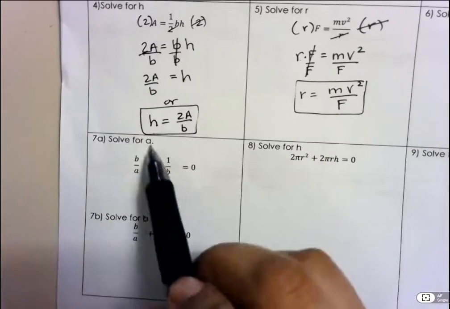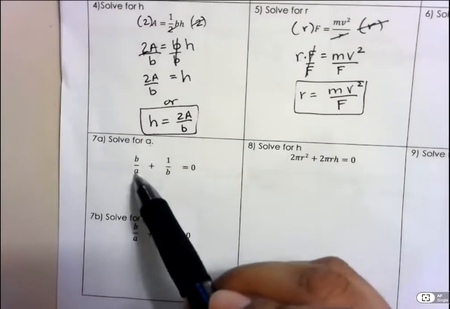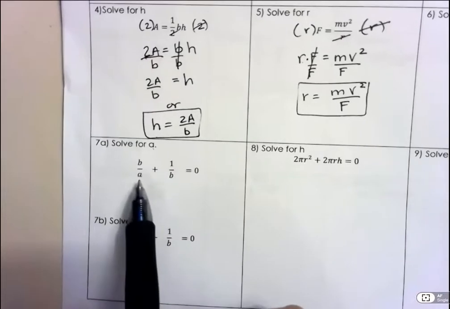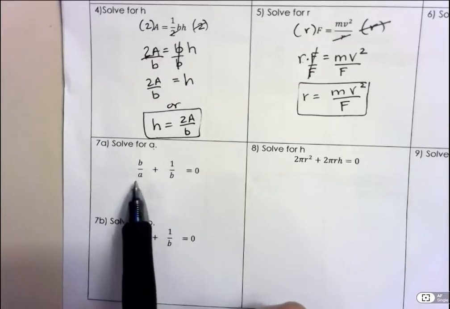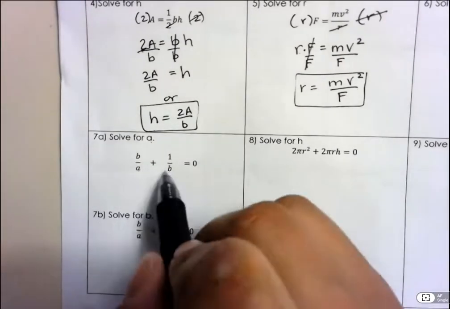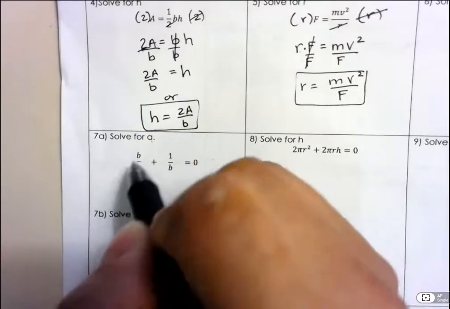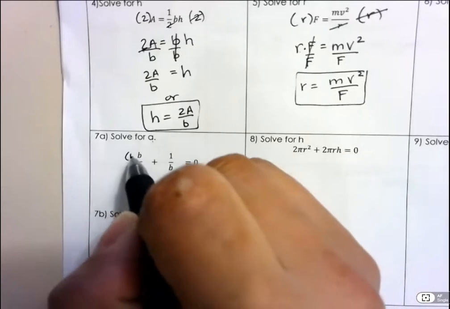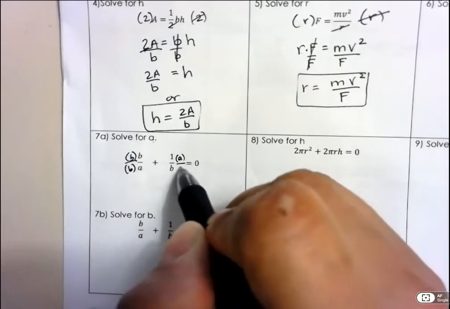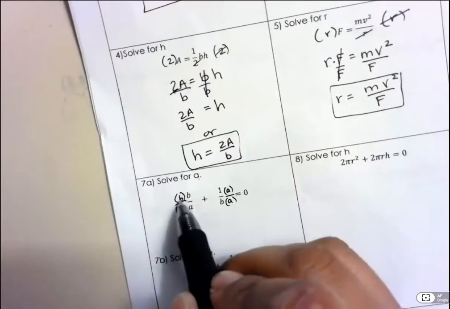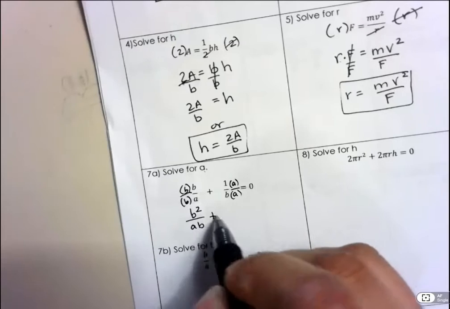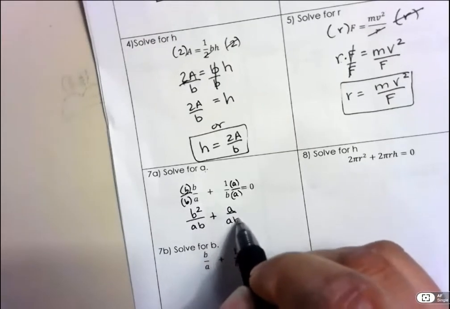We want to solve for a right here, and we have b over a plus 1 over b equals 0. You see how a is in the denominator? It's kind of hard to solve for something when it's in the denominator. So you need to get a common denominator. We multiply this one by b, and this one by a. So now you have b times b, so that's b squared over ab plus a over ab equals 0.